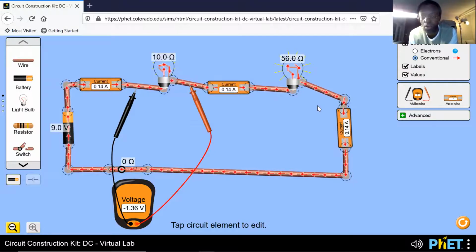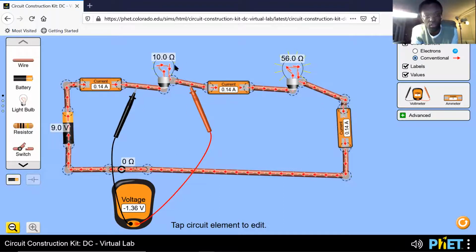Through Ohm's law, the one that has a higher resistance, because you see that the current is the same everywhere, right? That's why I've included all these ammeters. You see the current is the same, 0.14 everywhere. Through Ohm's law, if the resistance is higher, the voltage is higher. And the voltage is potential difference, and potential difference is energy change.